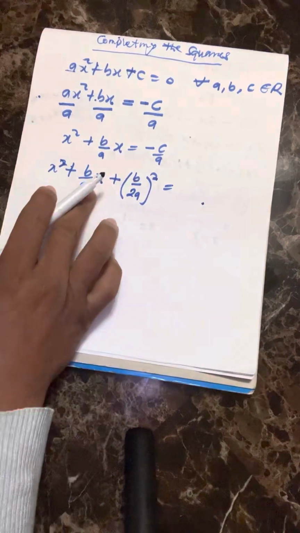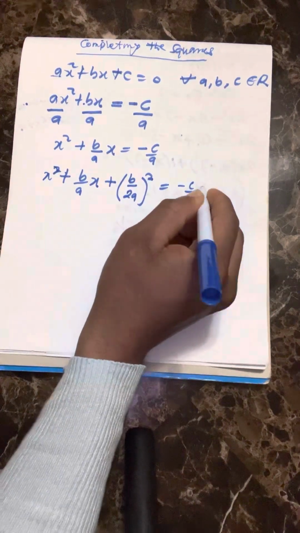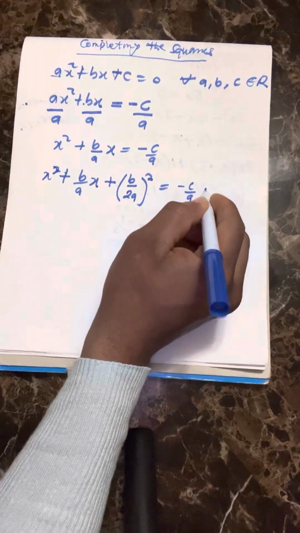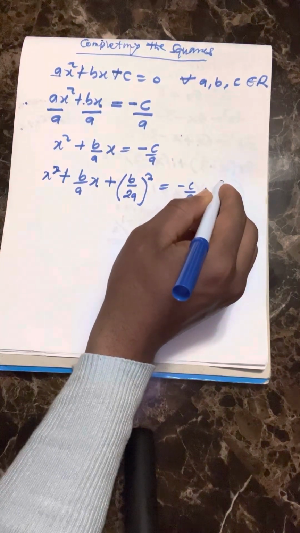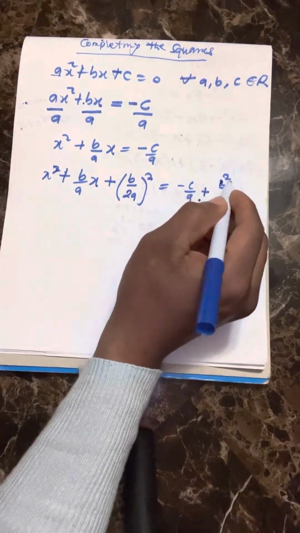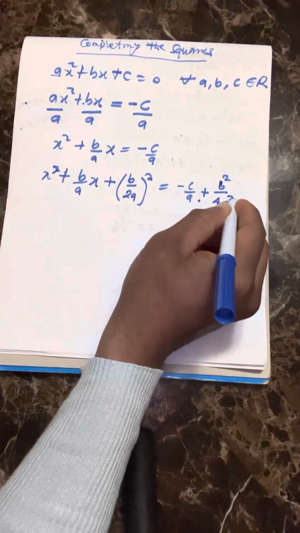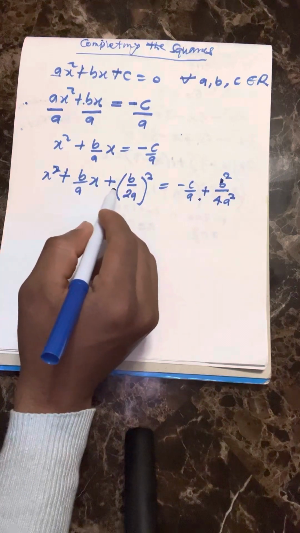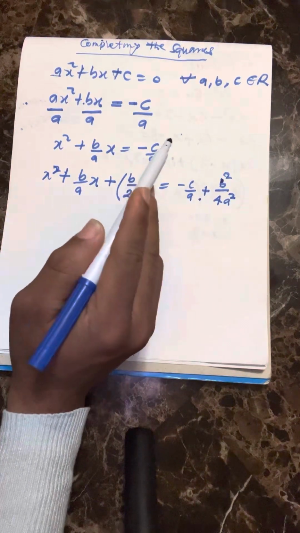I'll put that same number on the left hand side here, plus b squared over a, which would be b squared over 4a squared.